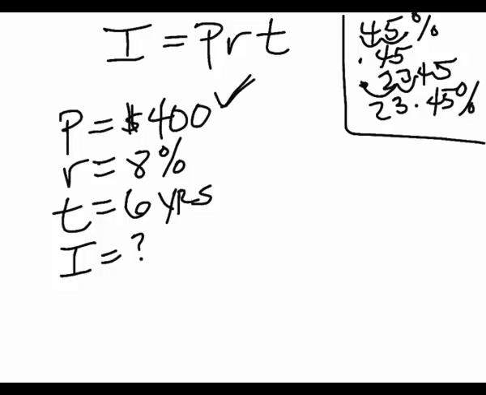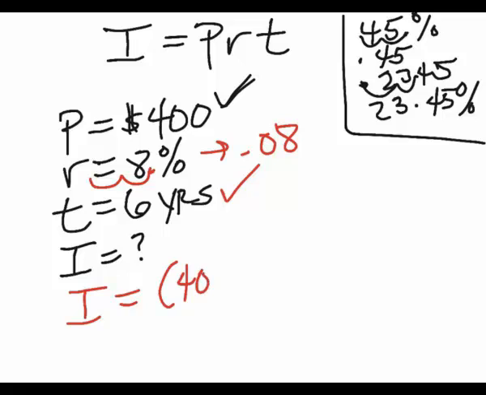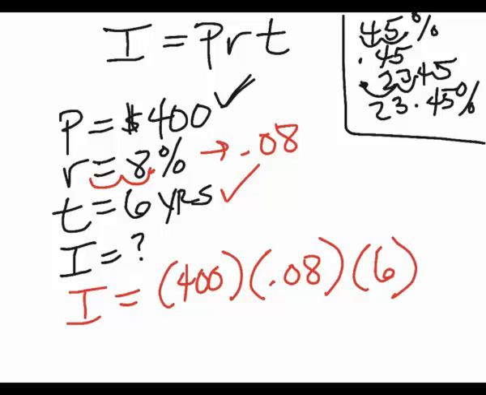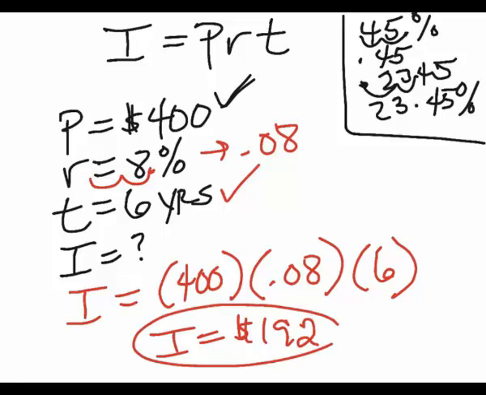That's supposed to be a check mark. Sorry. R is 8%. Well, we can't put 8 in for R. We have to change it into a decimal first. So here's the decimal. I'm going to move it to the left 2 times, so I'm going to change that to 0.08. T is in years. Check. So I'm all good to go. So I equals 400 times 0.08, which is my R, times 6, which is T, and then you can go ahead and calculate that into your calculator to get your I. And I get I equals $192. So that's your answer.